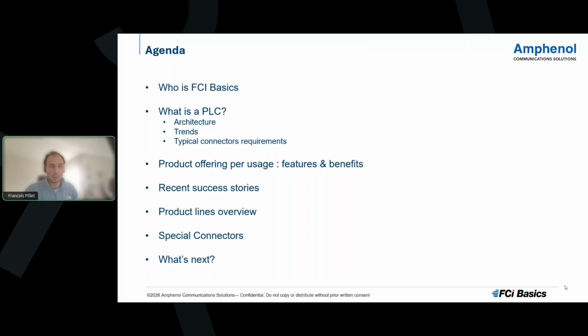In the third part, we will see together how Amphenol FCI Basics existing and upcoming products fit into each usage of PLCs in terms of design, features, and benefits. And we will also have a quick section where we will highlight some short success stories that illustrate what kind of support we are able to bring to you in the light of recent successful PLC projects.